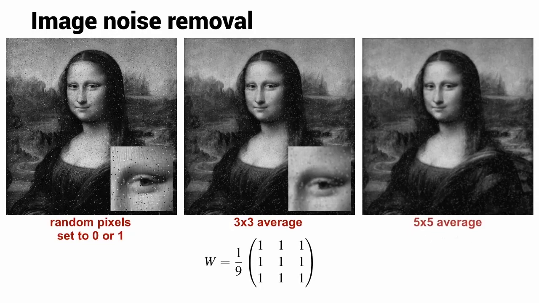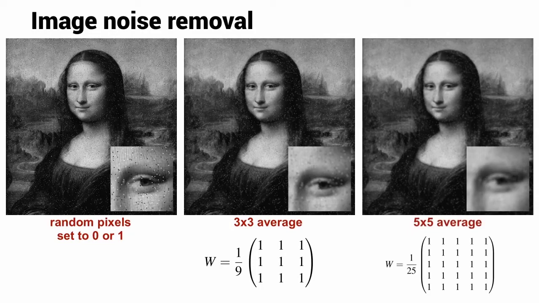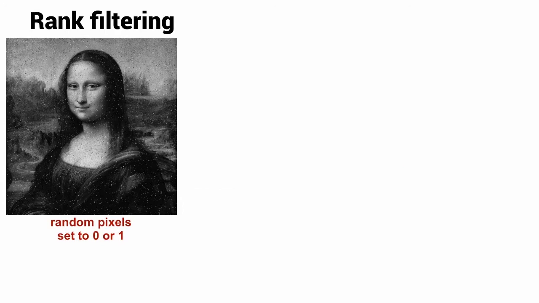If I increase the size of the kernel that we use for averaging, we can see that the salt and pepper noise has perhaps almost completely disappeared, but there's been some collateral damage. The image now is quite blurry. So is there a way that we can reduce this salt and pepper noise without removing the fine detail in the image that we want? And indeed there is. The technique's called rank filtering.